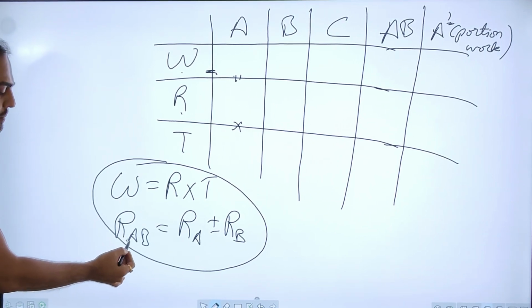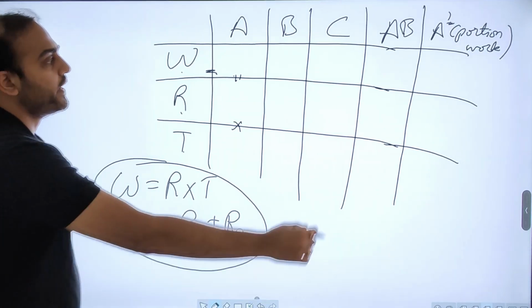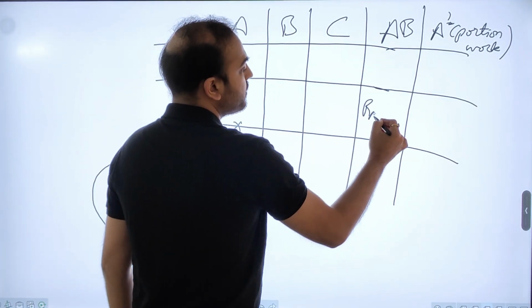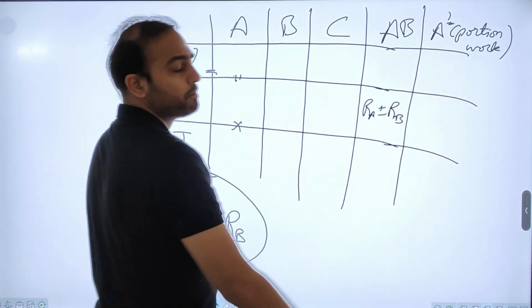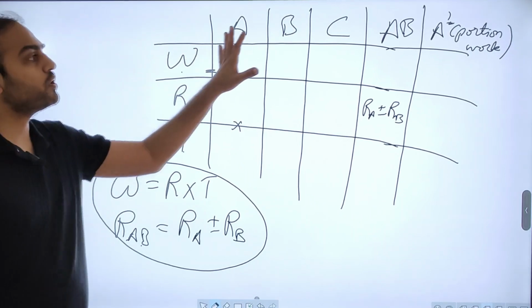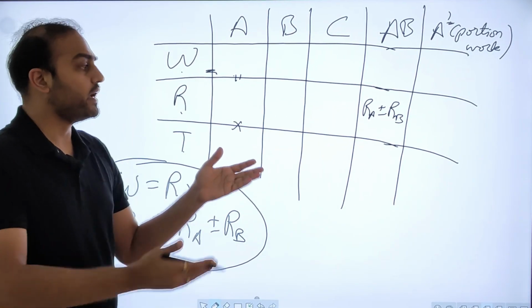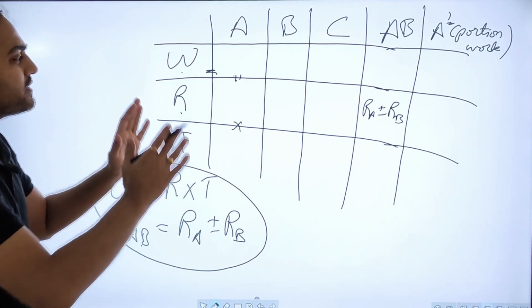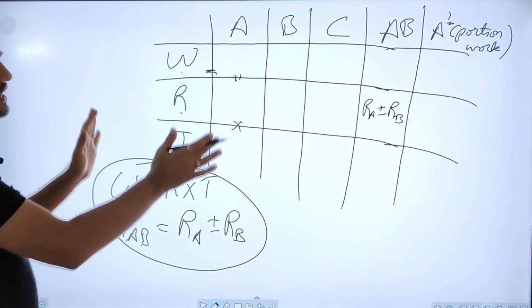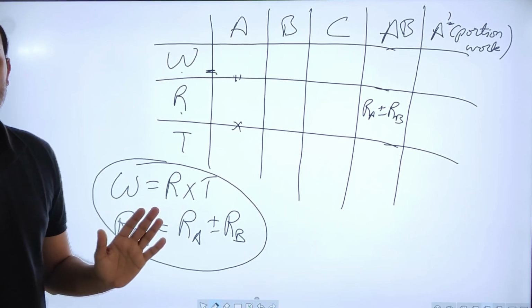Similarly, if people work together, their rates add or subtract. So rate of AB will be rate of A plus or minus rate of B. This is how we are going to make the table for each and every question. The advantage of this method is you can visualize everything in a simple format. You fill the table and the question will be solved.